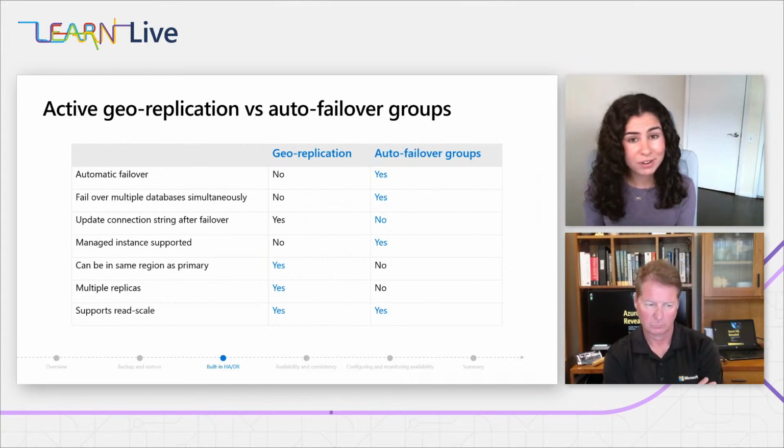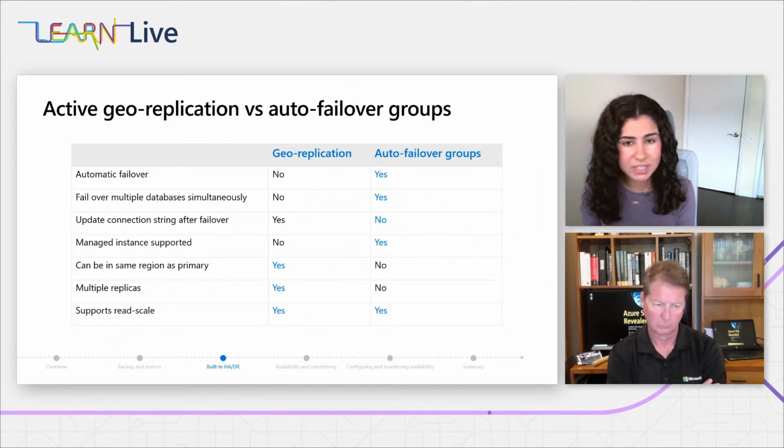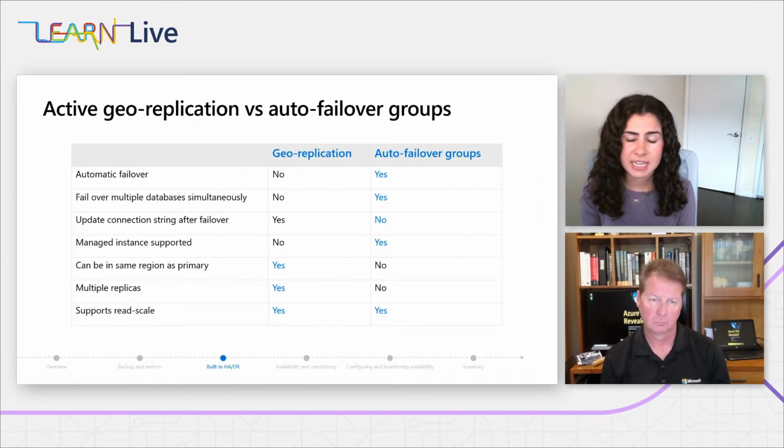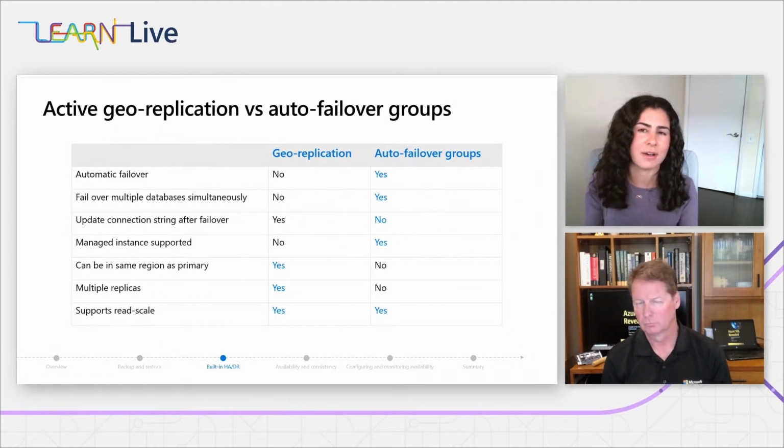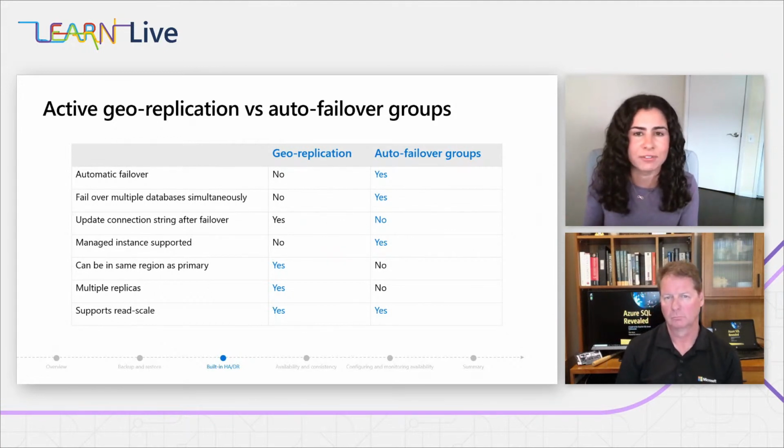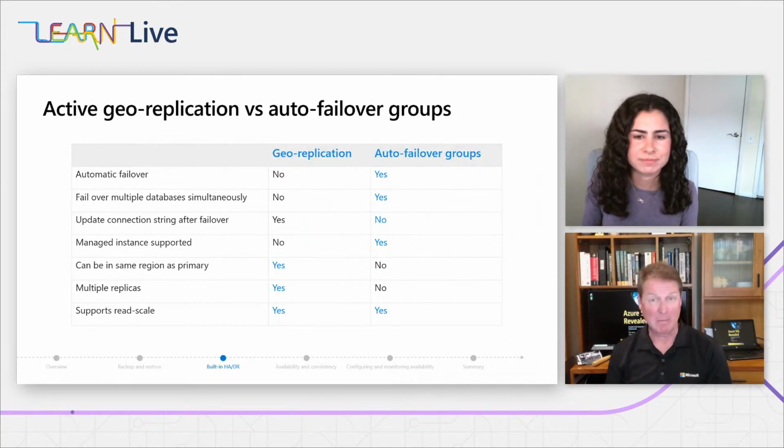Some things to be aware of, though: you cannot have multiple of these, just one failover group per server, and it can't be in the same region as your primary. So that's just some things to keep in mind. For people who are more visual learners, Bob, can you tell us how it displays itself in the architecture? Yeah, I'm a very visual person.